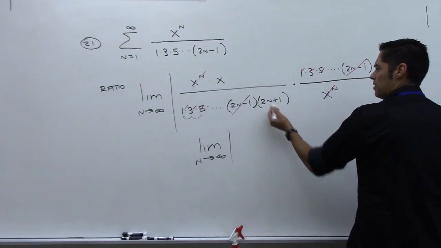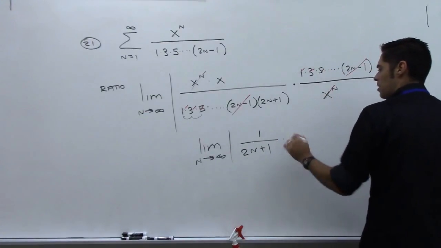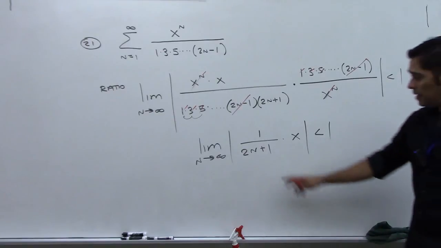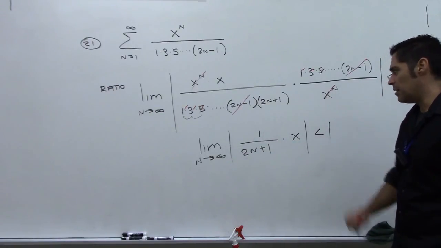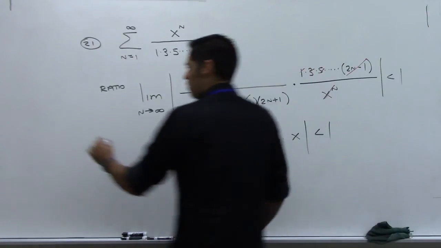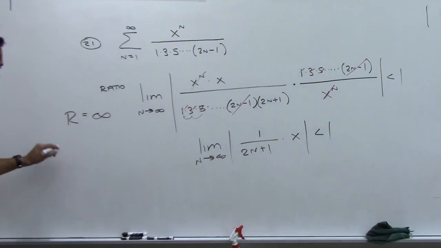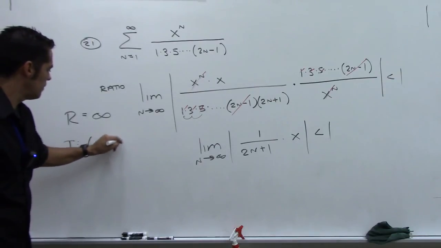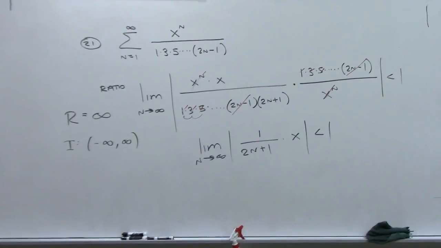The only thing left with n is this one on the bottom. And then the x, the only thing left is this. Oh, awesome. As n goes to infinity, this goes to 0. And so no matter what I pick for x, that's going to be less than 1. So this is one of those problems where your radius of convergence is everything, because it doesn't matter what x is, and your interval of convergence is the entire number line. Okay, that was number 21.